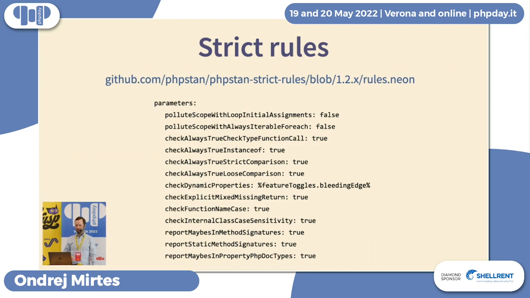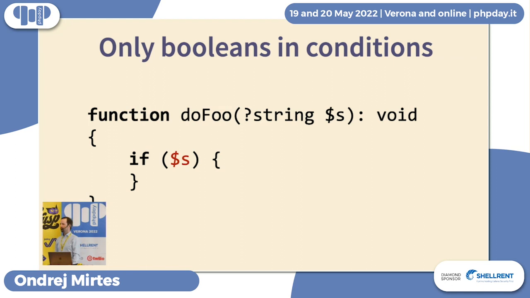So the first thing that strict rules will enforce you to do is to have only booleans in your conditions. So let's say that we accept a nullable string, and then we write if $s. So what did the developer mean by if $s? Did they just want to get rid of the null part? Did they also want to get rid of the empty string? Did they also want to get rid of the string that contains zero, because that's also false? So it's not really obvious from this piece of code what the developer wanted to do.